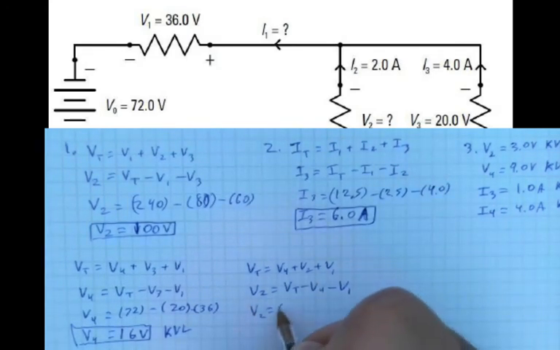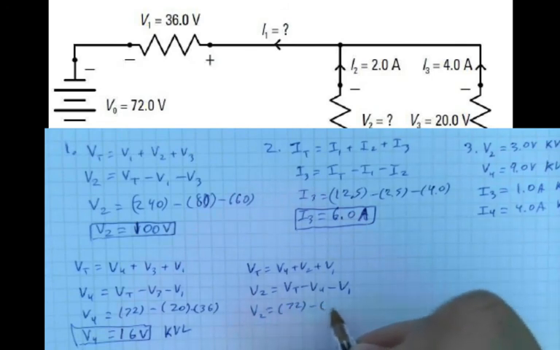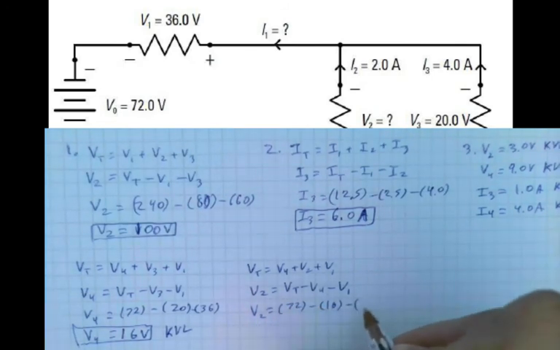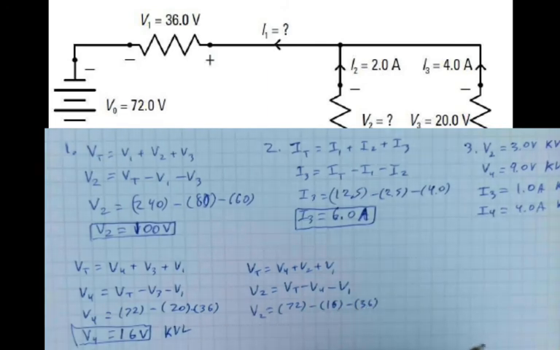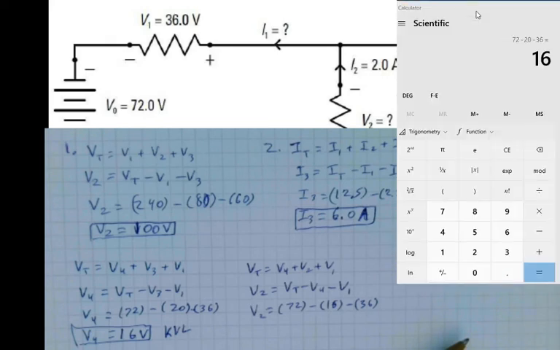So that would be 72 minus 16 minus my V1, which is 36. 72 minus 16 minus 36 gets me to 20. V2 is 20 volts, and that's KVL.